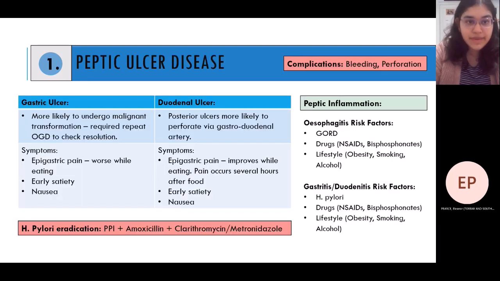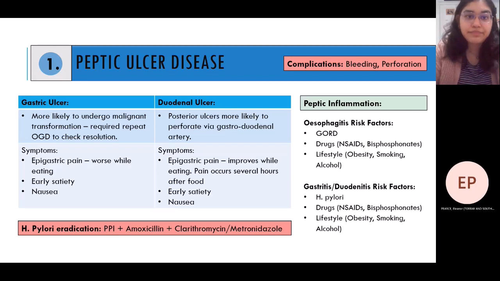So just to come back quickly to peptic ulcer disease. Peptic ulcer disease is sort of the end point of peptic inflammation, and peptic inflammation is split into esophagitis and gastritis and duodenitis. The risk factors for both are quite similar. For esophagitis it is GORD, essentially reflux, but also certain drugs can cause it, so NSAIDs and bisphosphonates. Similarly, these can also cause gastritis and duodenitis. H. pylori mainly causes gastritis and duodenitis, obviously because it's present in the stomach and duodenum.